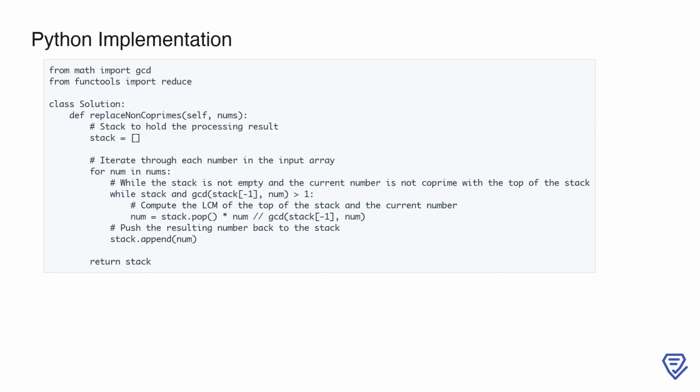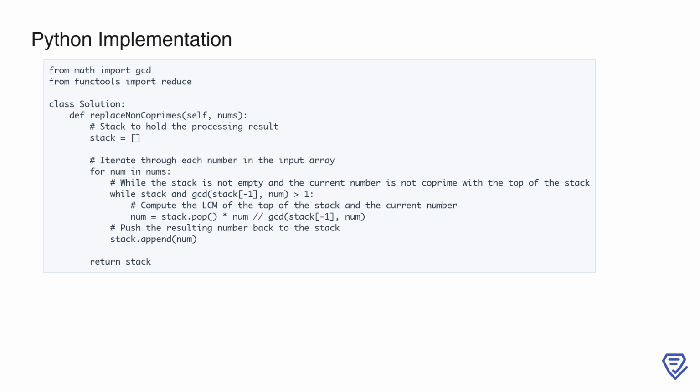This solution processes the input array nums iteratively to replace consecutive non-coprime numbers with their least common multiple, LCM. The key data structure used here is a stack, which helps efficiently manage the merging process. 1. Initialization. We start by importing GCD from the math module to calculate the greatest common divisor, and reduce from functools for potential use, though it's not applied here explicitly. The replaceNonCoprimes function is then defined under the Solution class, following the LeetCode structure.